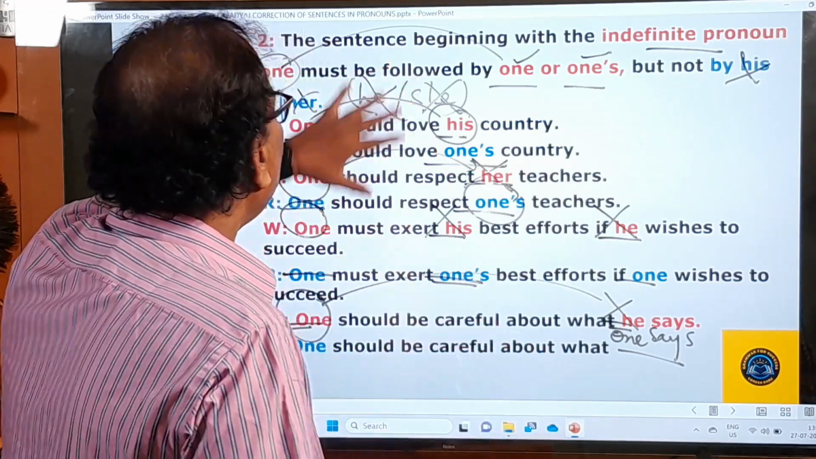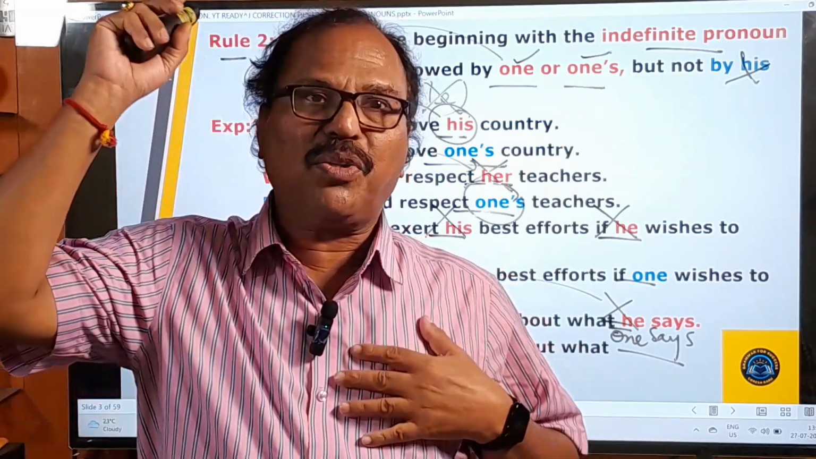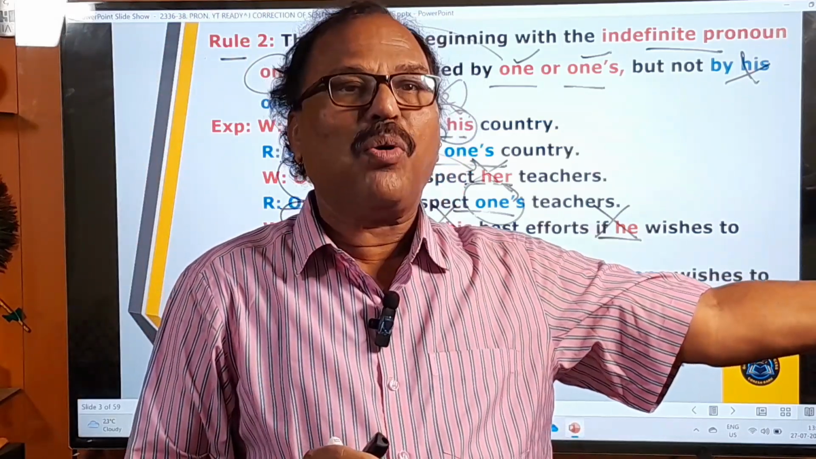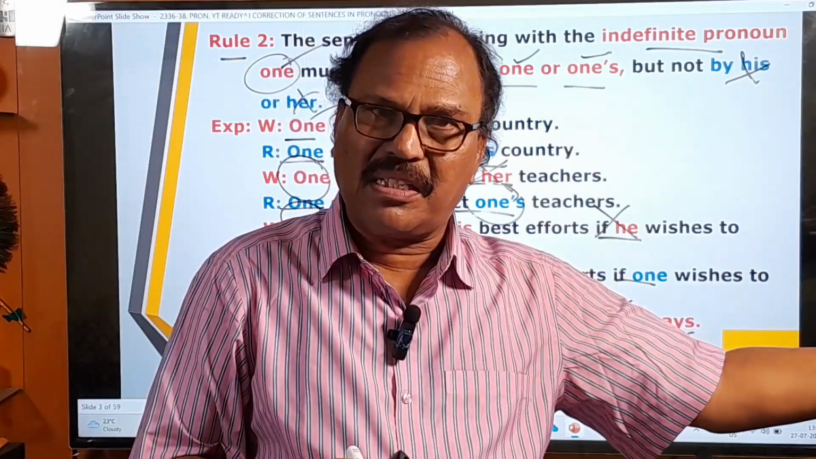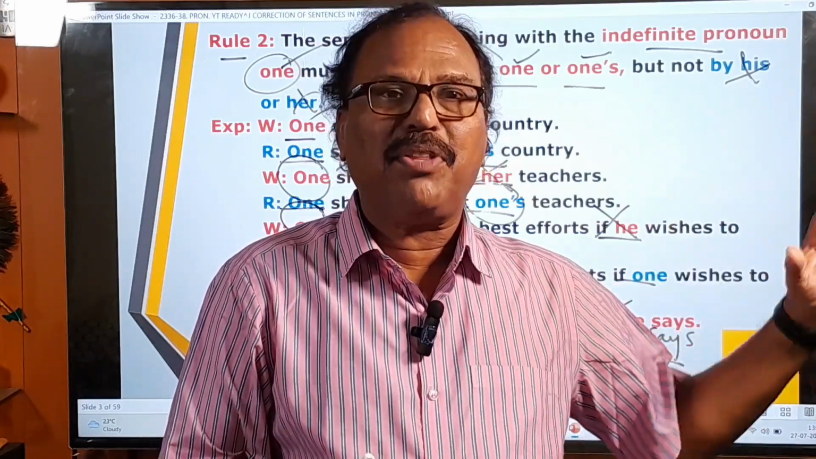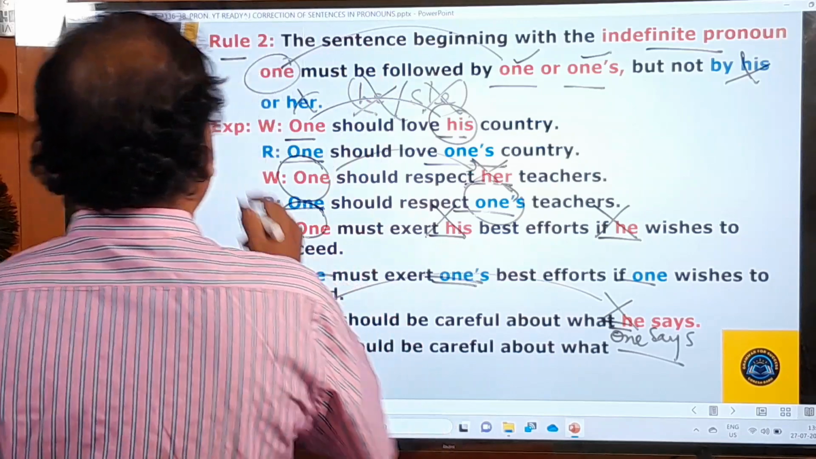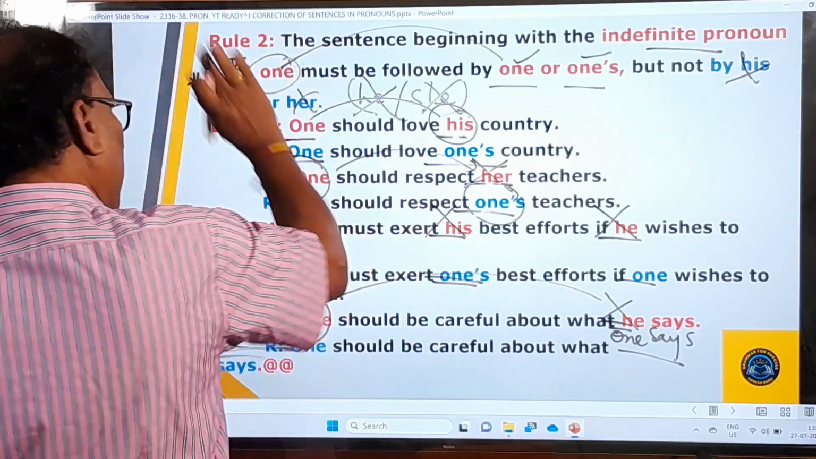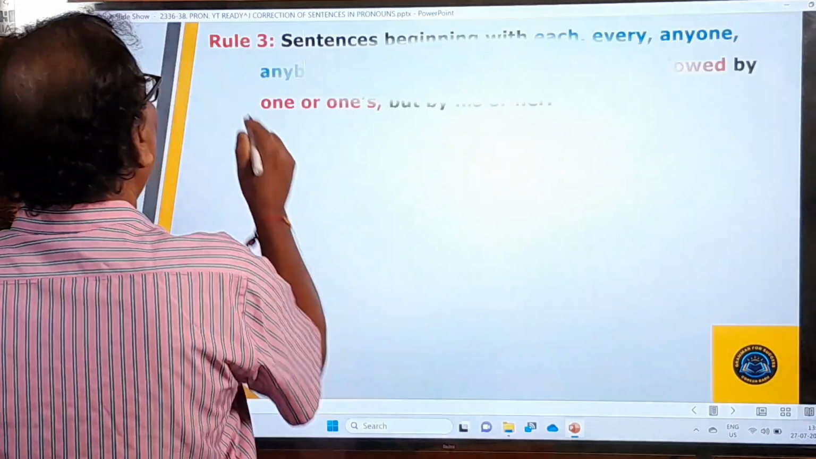So in this way, in a sentence beginning with "one," the indefinite pronoun, there must be only "one" or "one's," but not "his or her" or "he or she." Please keep this rule in mind. It's a very, very important rule from the point of view of any competitive examination. Right. Rule 3 is there.